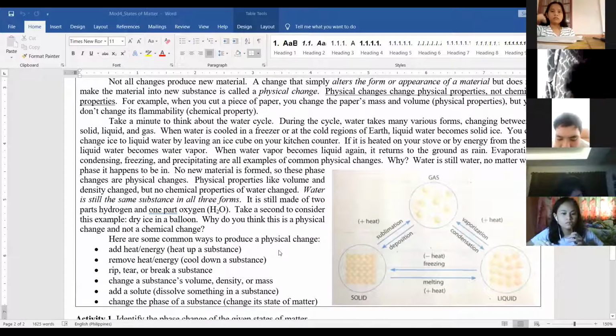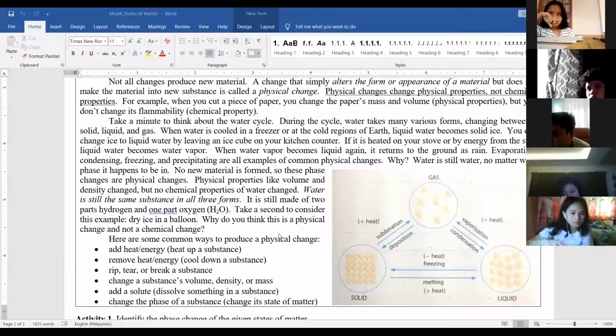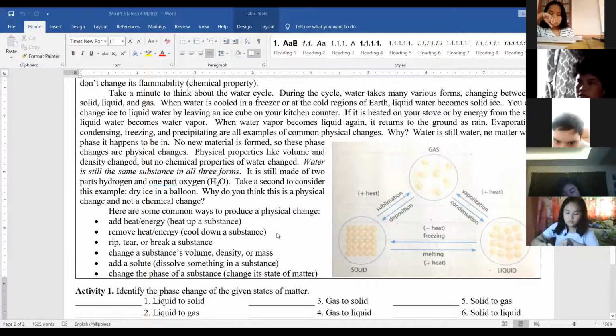Phase change is simply changing the physical appearance of the state of that matter. Because if you're going to change the chemical composition of matter, then that is already a chemical change. If you burn paper, that is already a chemical change. But if you simply tear a paper into 2 pieces, that is simply a physical change. Okay.